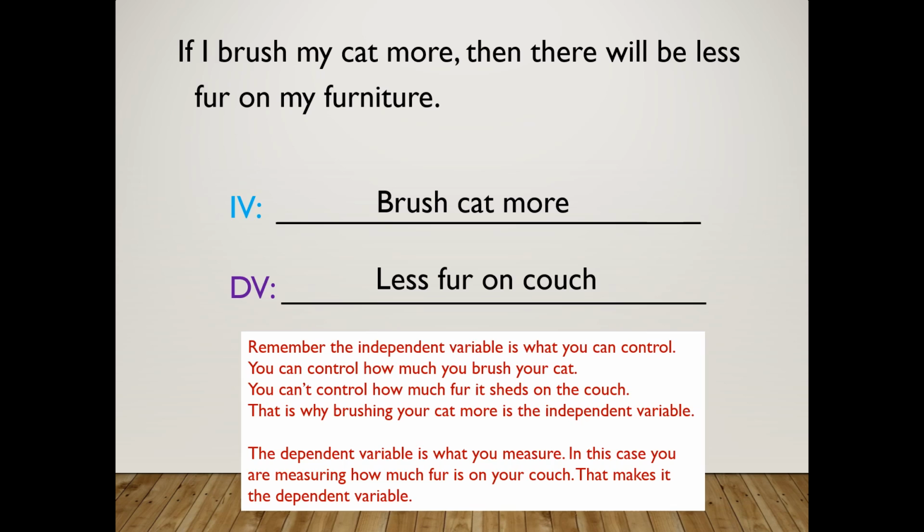So just remember, independent variable is what you can control. You can control how much you brush your cat. You can't control how much fur it sheds on the couch. That's why brushing your cat is the independent variable. We are measuring how much fur gets on the couch. That's what makes this the dependent variable, because it's a measurement.